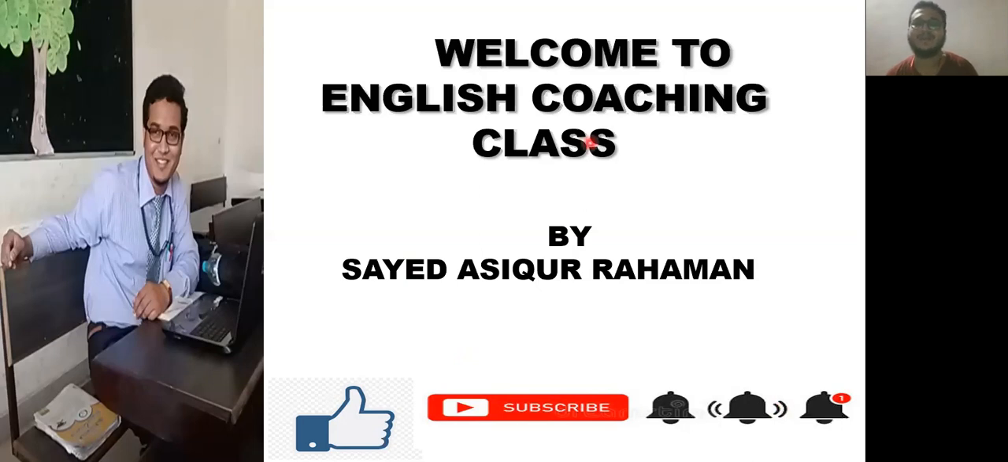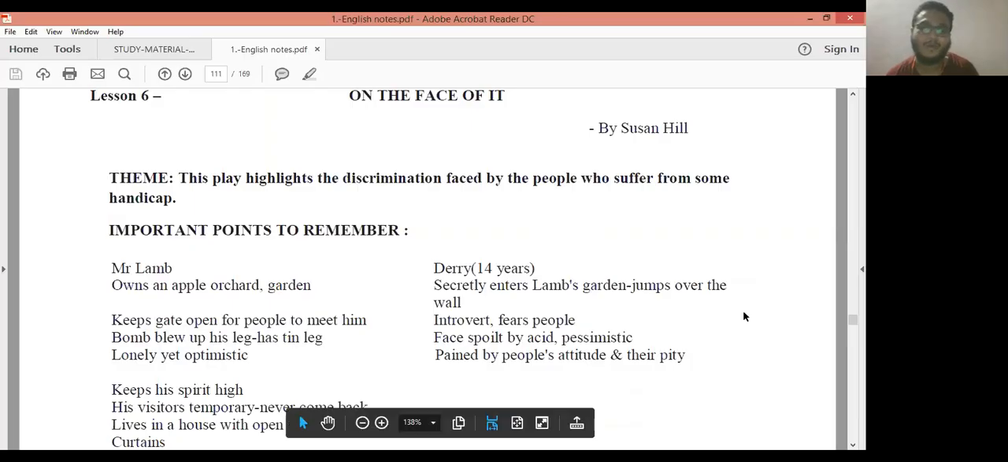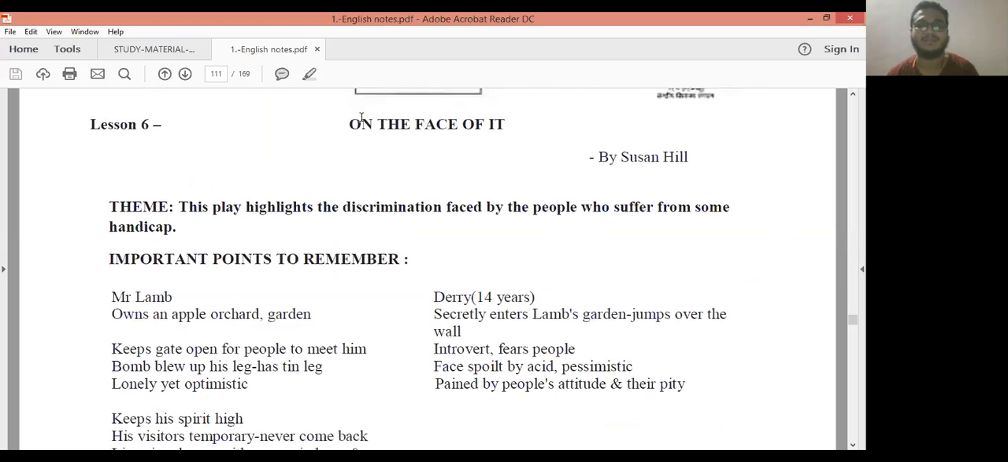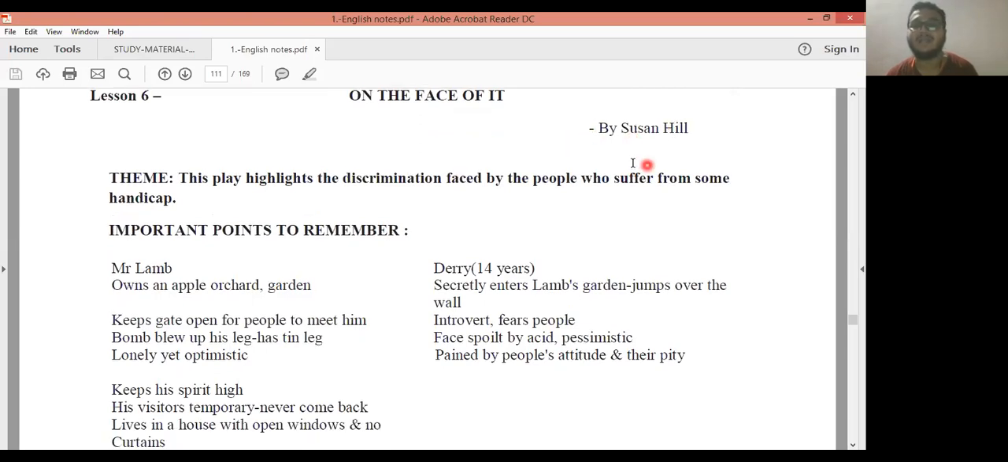Okay, so I'm bringing the chapter in front of you and we can discuss the lines and the summary properly. The chapter name is "On the Face of It", written by Susan Hill. The theme: this play highlights the discrimination faced by people who suffer from some handicap. The individuals suffer from being handicapped. So this is the theme of the chapter.